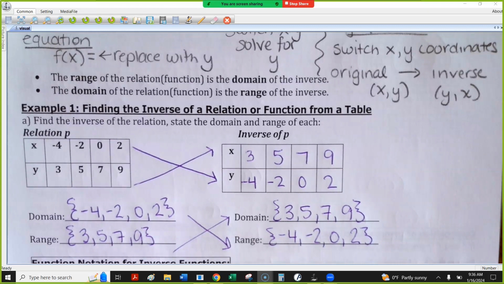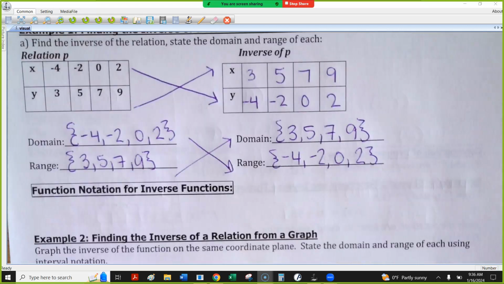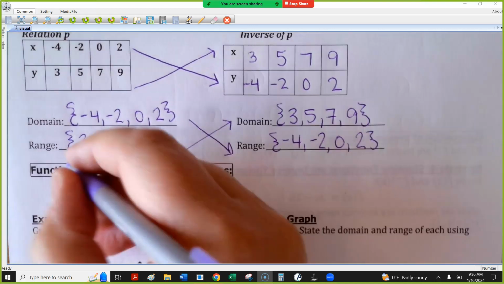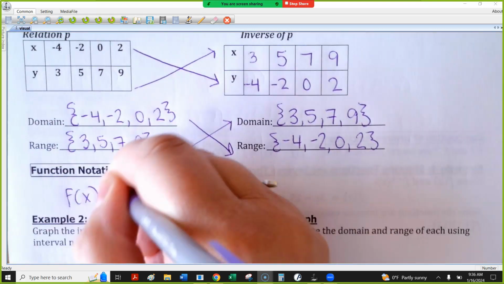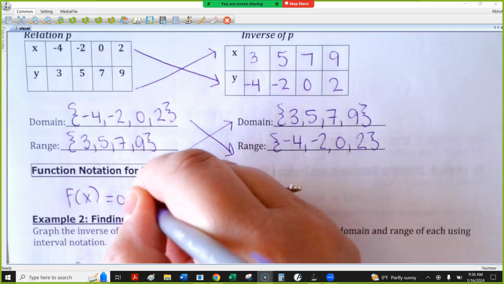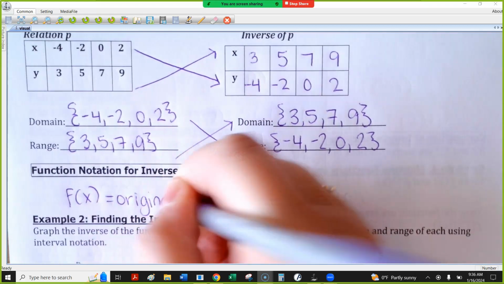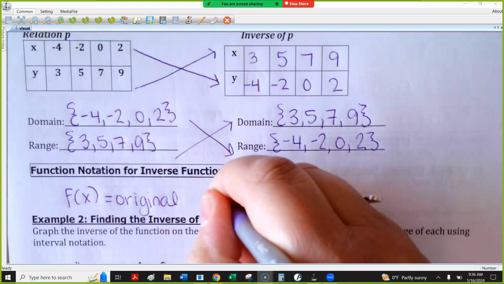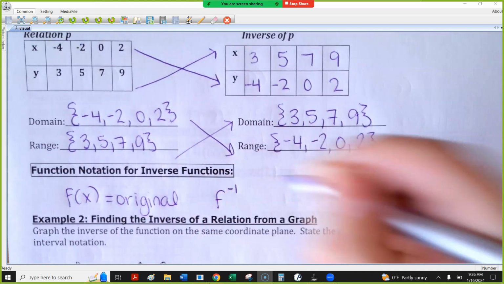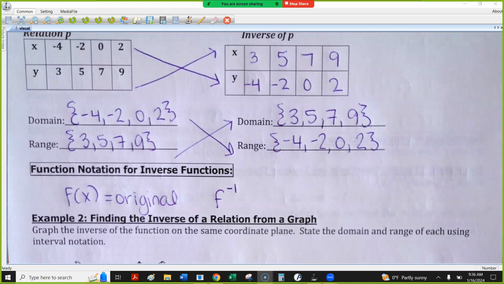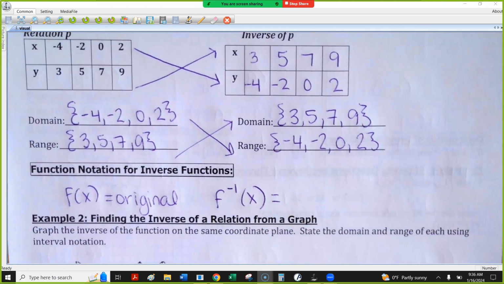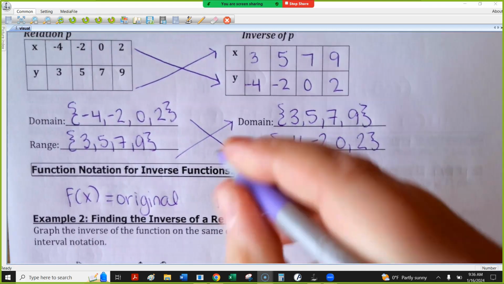Okay. Now, function notation for an inverse. This is going to look a little bit weird. So we have f of x. This would be our original. And the inverse is written like this, f, and then it looks like a little -1 power. And you would read that as f inverse of x. So that's the notation for the inverse.